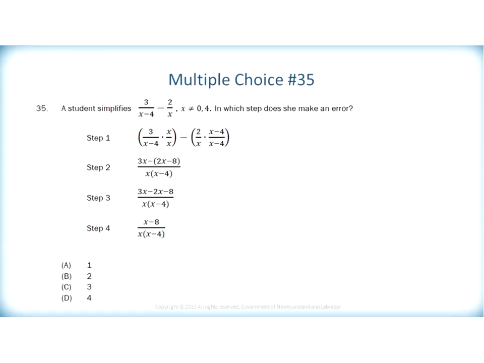A student simplifies 3 over x subtract 4, subtract 2 over x, where x cannot equal 0 and 4. In which step does she make the error? A good strategy to determine the error would be to complete the problem on your own. And so we find the lowest common denominator to be x outside of x subtract 4. So we would multiply the first expression by x over x, and multiply the second expression by x subtract 4 over x subtract 4. You see, that's what they did in step 1.